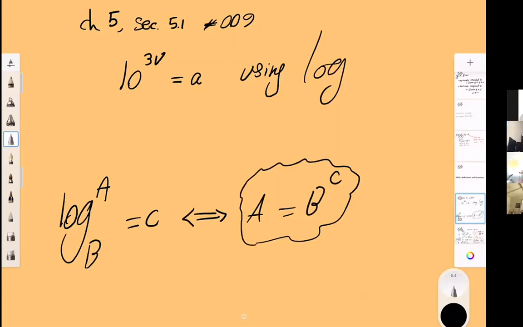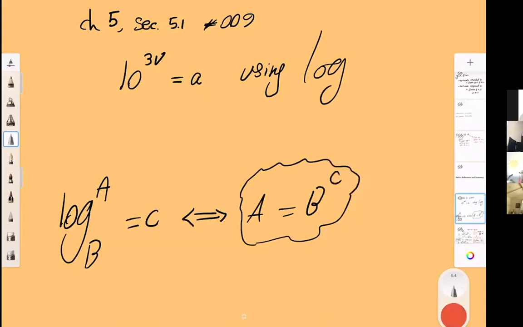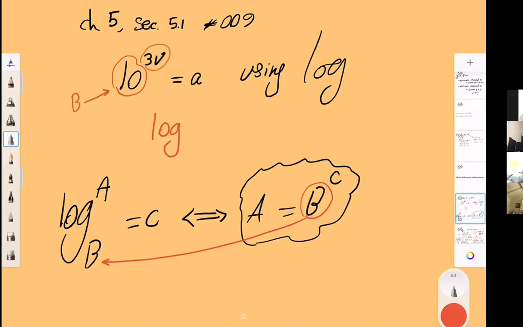So here we need to just map which one is a, which one is b. So this is the base, correct? Because this is the base here. So I'm going to write log. I find b is 10. This is c, which is 3v here, a here, and that's it, 10.